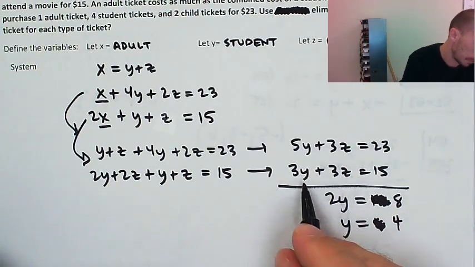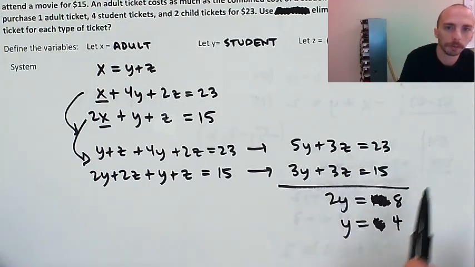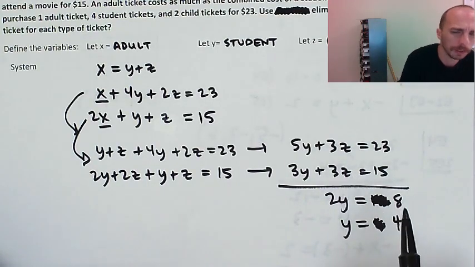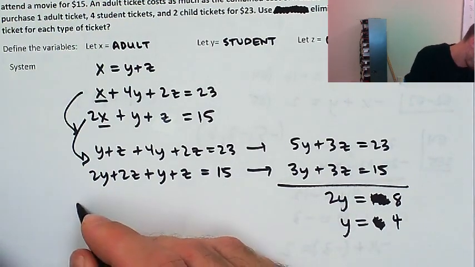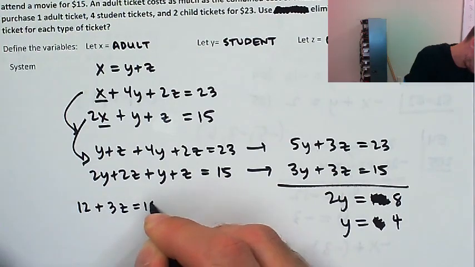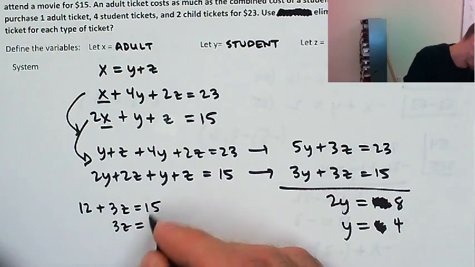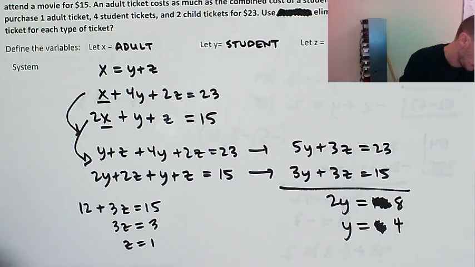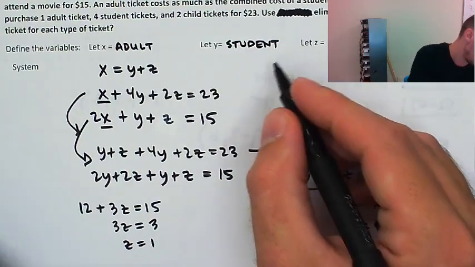And then, yeah, because all of a sudden the young child ticket was going to have to be a negative amount of money. That wasn't going to make sense, right? So 3y is 12 plus 3z equals 15. I'm going to subtract: 3z equals 15 minus 12 is 3. Z equals 1. Okay, so child ticket's $1. Student ticket's $4. That must mean the adult ticket is $5.